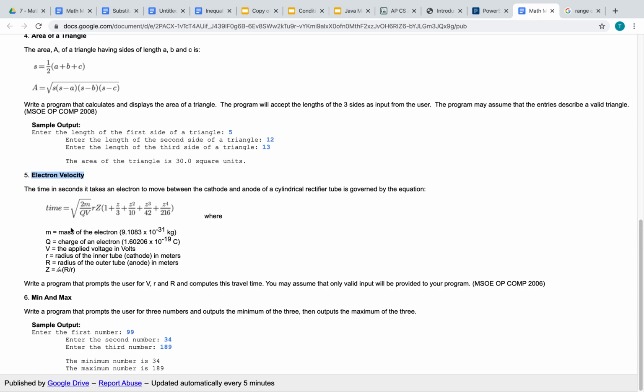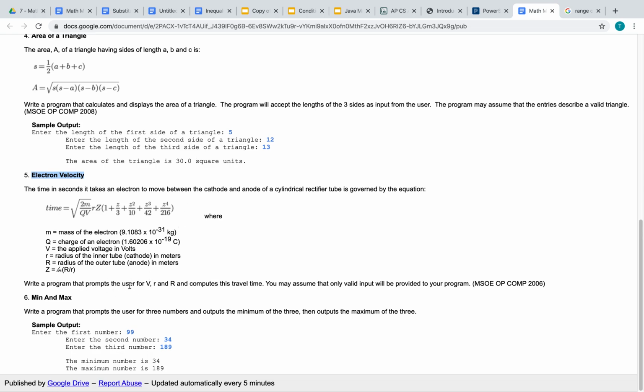So there's a lot there, so we're going to try to unpack that, but it tells us what these variables are. So M is the mass of an electron, Q is the charge of an electron, V is the applied voltage in volts, small r is the radius of the inner tube, big R is the radius of the outer tube, Z is the natural log of big R divided by small r. And then we're asked to write a program that prompts the user for V, which is the applied voltage, small r, the inner tube radius, and big R, the outer tube radius, and then computes the travel time. Okay? So, let's get started.